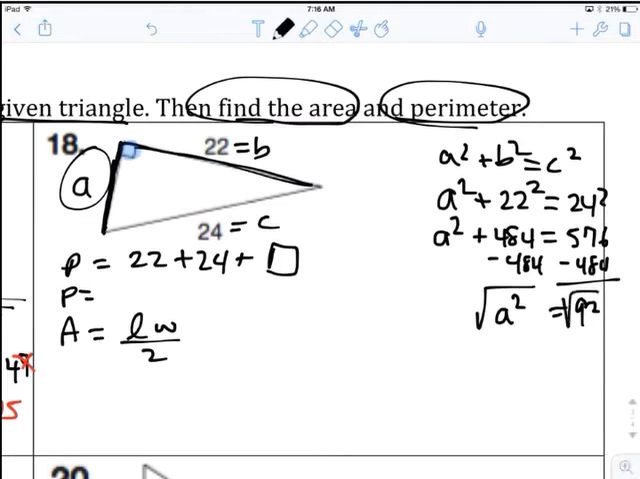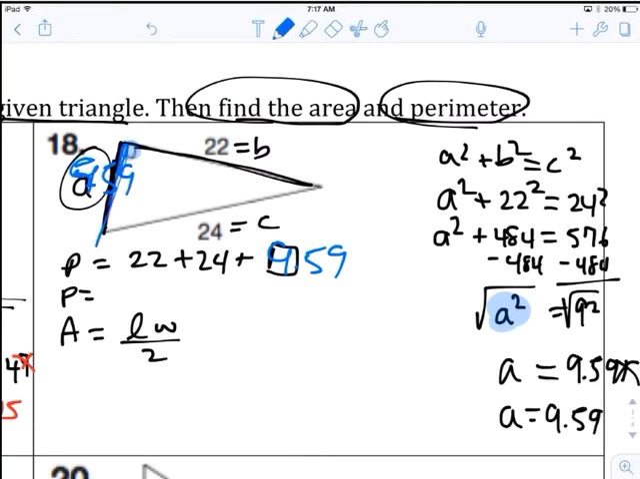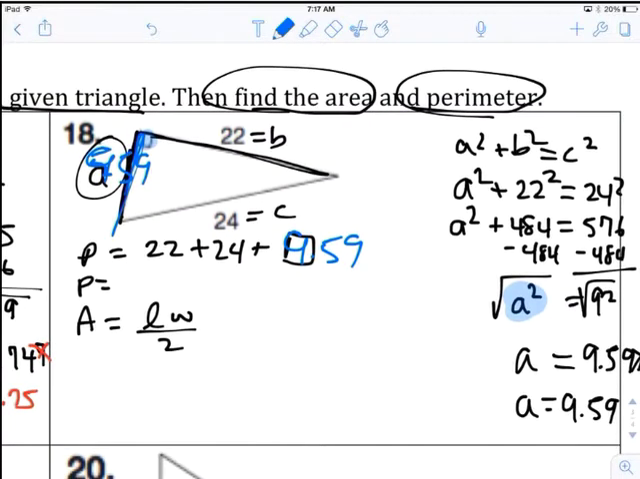Square root. The square root of A squared is 1A, but we make that invisible. The square root of 92 is 9.59. 9.591. Because that's a 1, the 9 stays the same. So the missing side is 9.59, this length right here. Okay, and then you add it and get your answer.